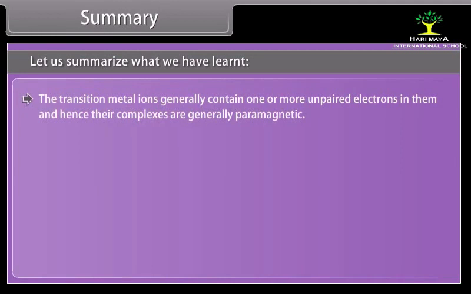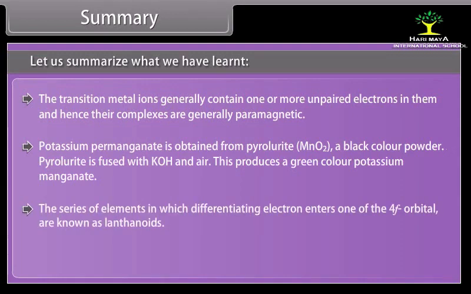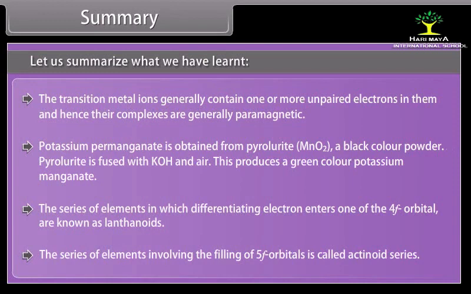The transition metal ions generally contain one or more unpaired electrons in them, and hence their complexes are generally paramagnetic. Potassium permanganate is obtained from pyrolusite, a black color powder. Pyrolusite is fused with KOH and air. This produces a green color potassium manganate. The series of elements in which the differentiating electron enters one of the 4f orbitals are known as lanthanoids. The series of elements involving the filling of 5f orbitals is called the actinoid series.